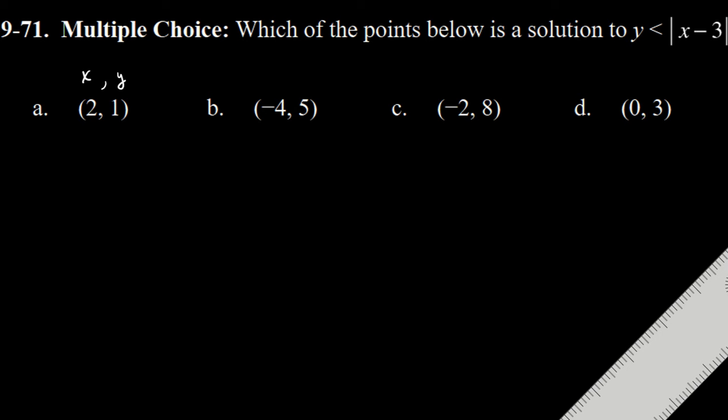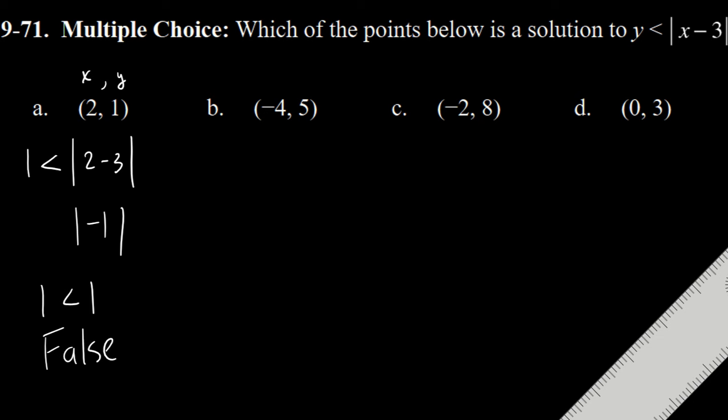So y is 1. So the question is this true, right? I'm not asserting it's true, I'm asking, is 1 less than the absolute value of 2 minus 3? The absolute value of 2 minus 3 is negative 1, right? And the absolute value of negative 1 is just plain old 1. So the question is 1 less than itself? And that's false, right? So immediately I know that A is not an option.